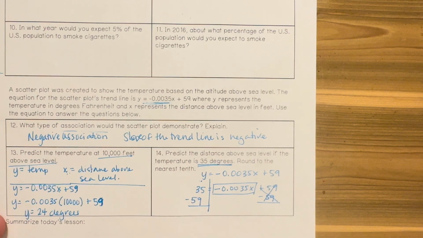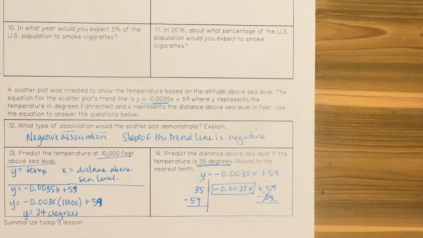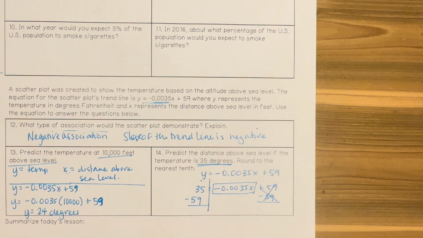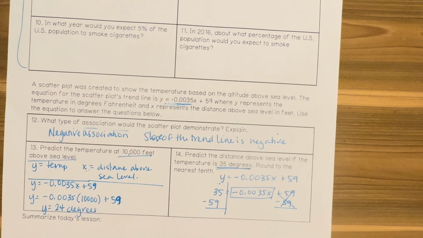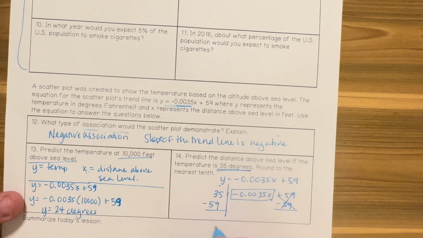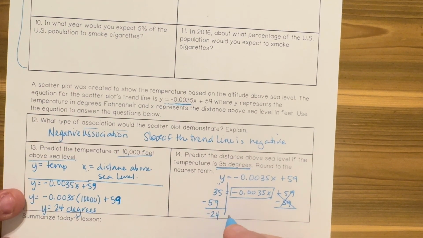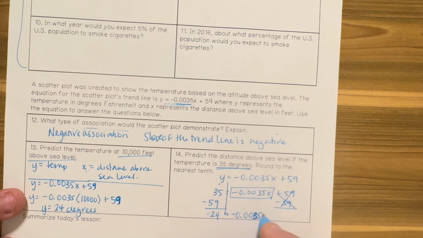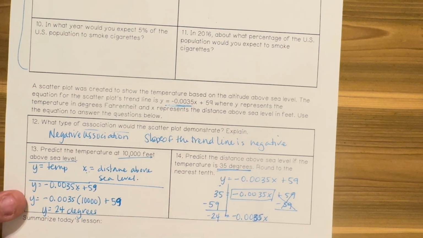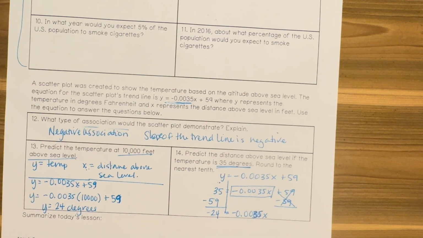That's going to equal 0. And 35 take away 59, I may not be the sharpest on our integer operations. So guess what I have? My handy dandy Desmos. So I'm going to do 35 take away 59, and I get a negative 24 equals negative 0.0035x. You're still trying to get that guy safe.